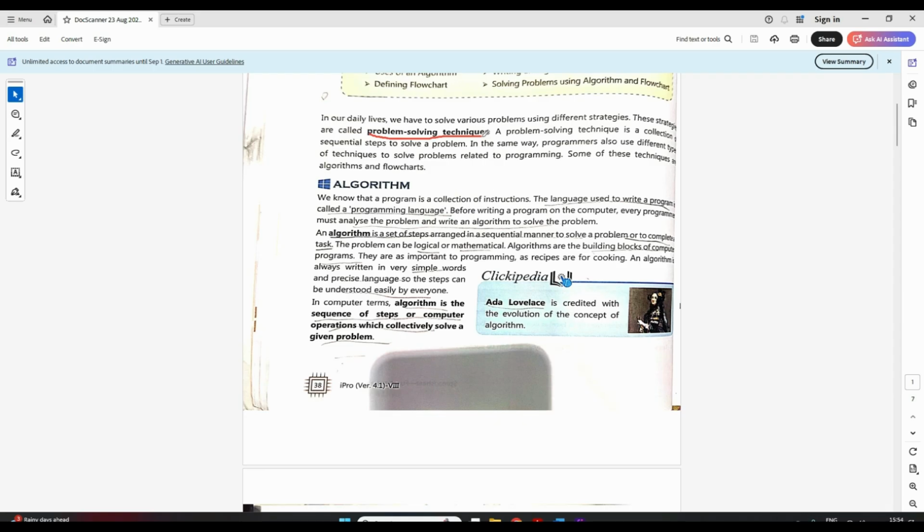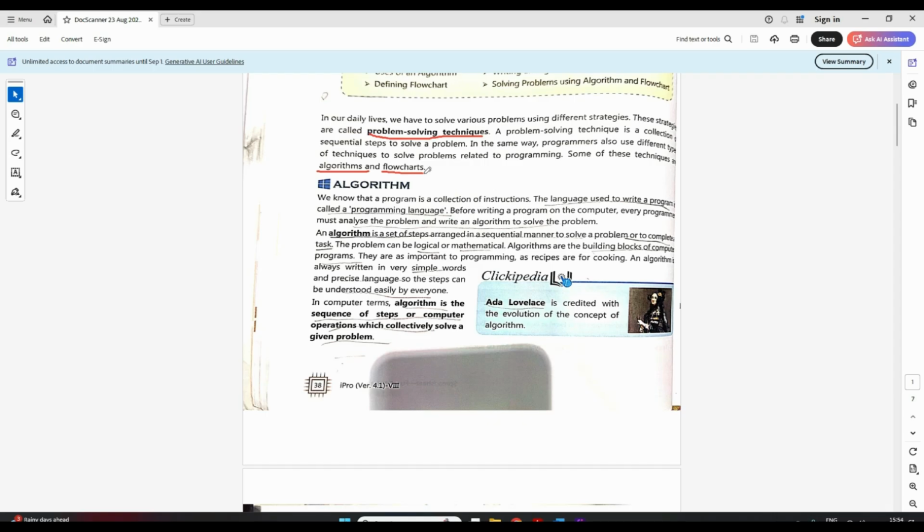In the same way, programmers use different steps or techniques to write a program. Even in programs, you know what programs are. It's a set of instructions we give to a computer to do a certain task, right? So programmers also use different steps or techniques to write a program. What are they? Algorithms and flowcharts. Clear?